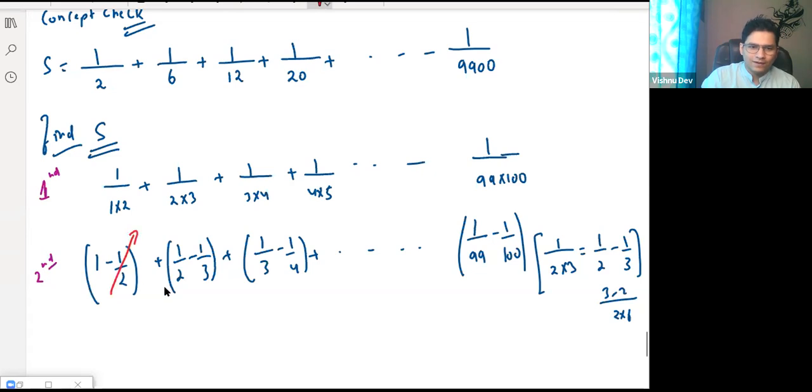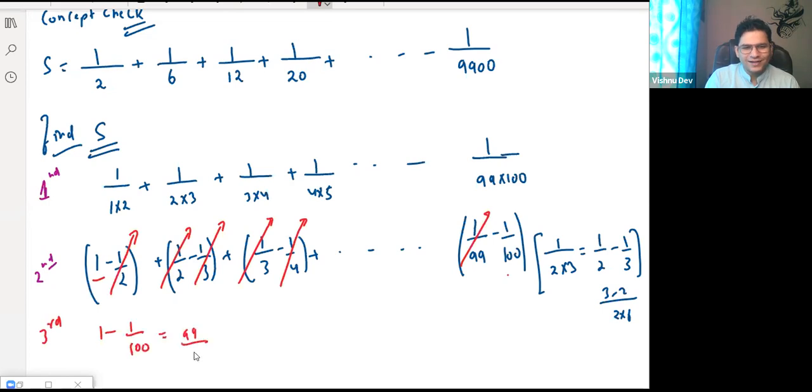1 by 2 प्लस में, 1 by 2 माइनस में, 1 by 3 माइनस में, 1 by 3 प्लस में, 1 by 4 यहाँ पे माइनस में होगा, यहाँ पे 1 by 4 प्लस में होगा, राइट? सो एक्सेप्ट फर्स्ट टर्म एंड लास्ट टर्म, सारे टर्म्स कैंसिल हो जाएंगे. 1 minus 1 by 100 we should do, sir. Exactly, so 99 by 100. 1 minus 1 by 100, so 99 by 100, that is the answer. अब बताओ, बहुत ज्यादा मुश्किल था क्या ये?